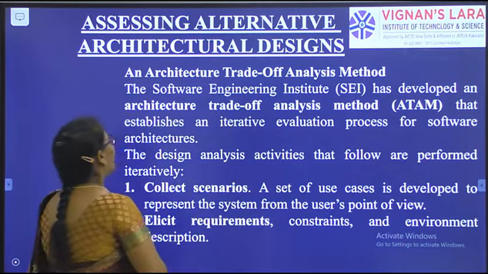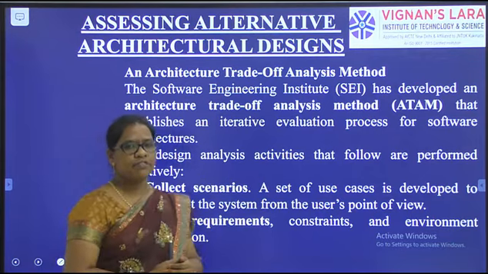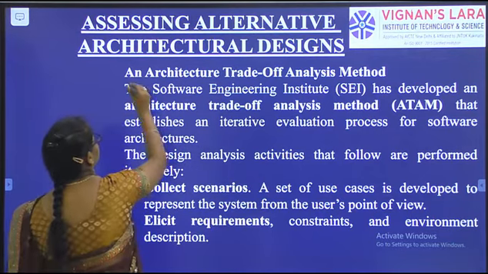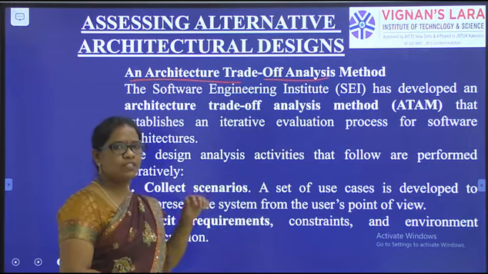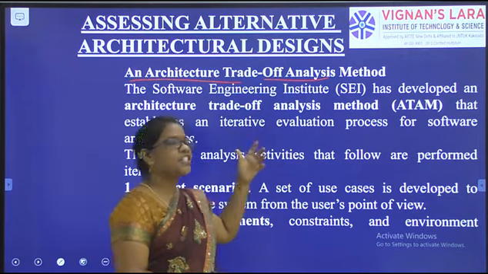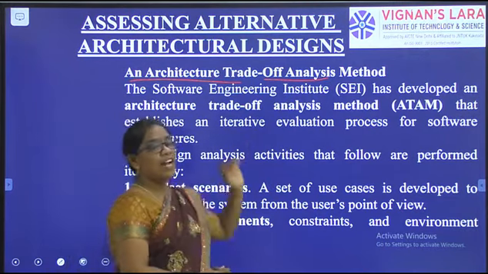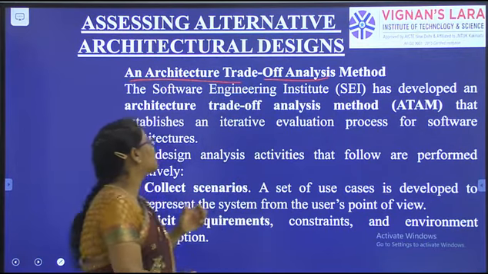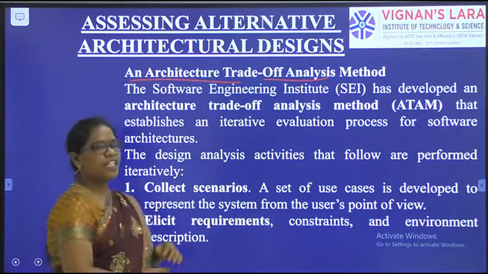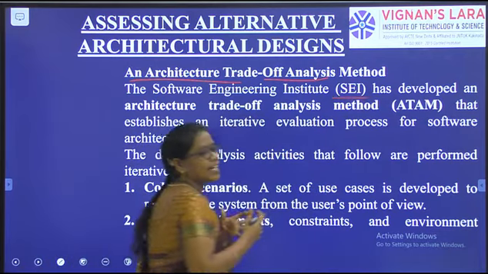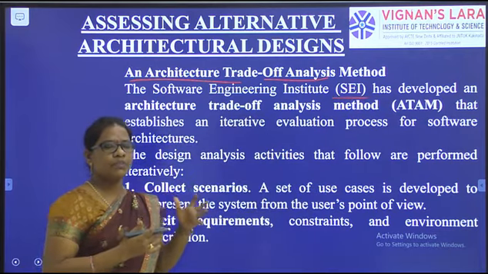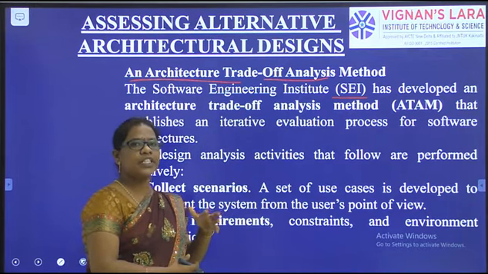The first point is the architecture trade-off analysis method. So what is that? The alternative for architecture design is the architecture trade-off analysis model. The Software Engineering Institute, SEI, is an institute for software engineering, and it gives some guidelines.